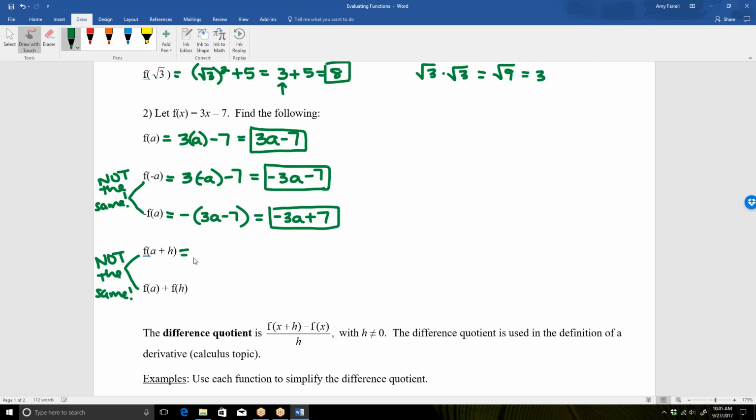All right, so let's see here. f of a plus h means that we should substitute a plus h for x. So I just did that. I replaced the x in the equation with a plus h. I'm going to distribute the 3.